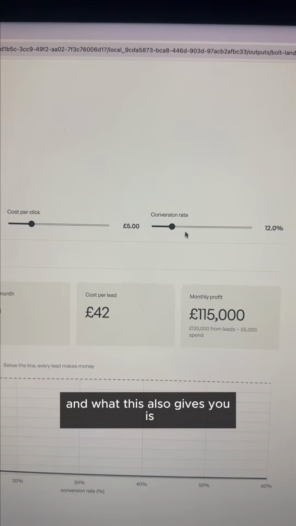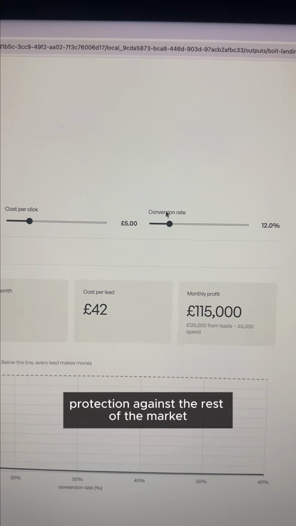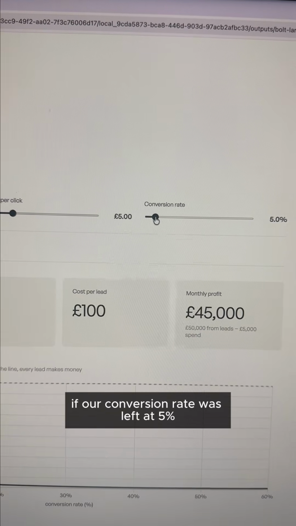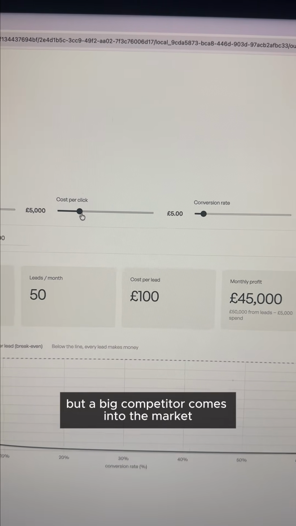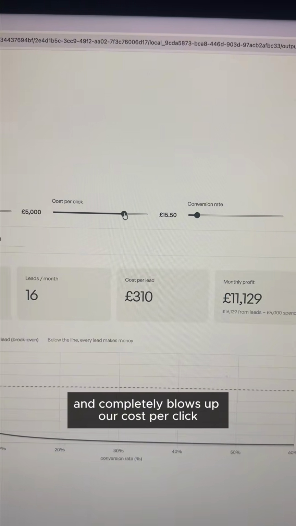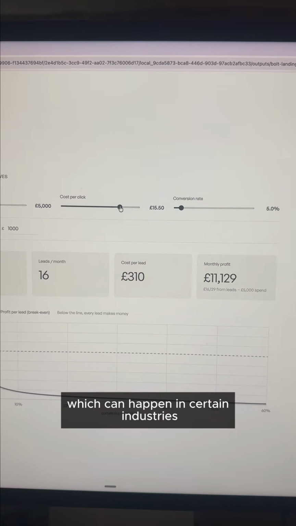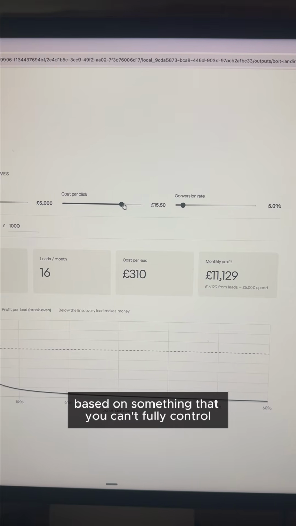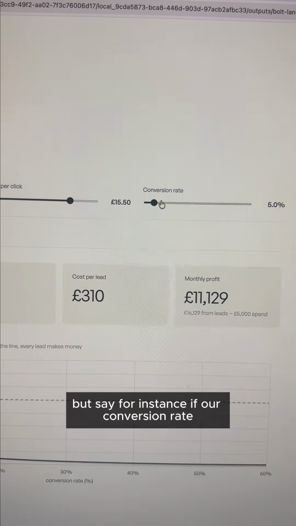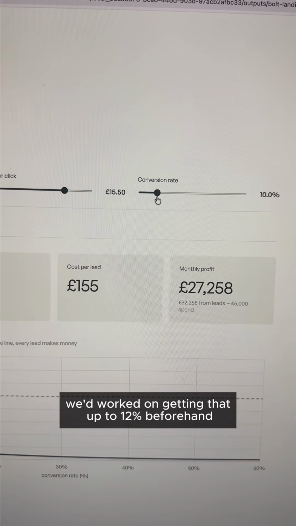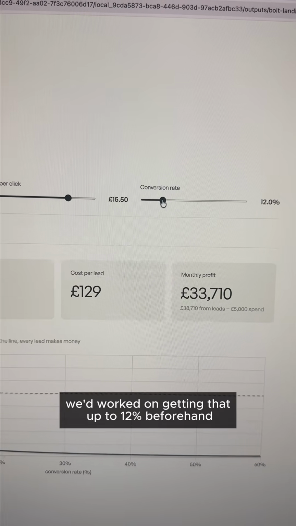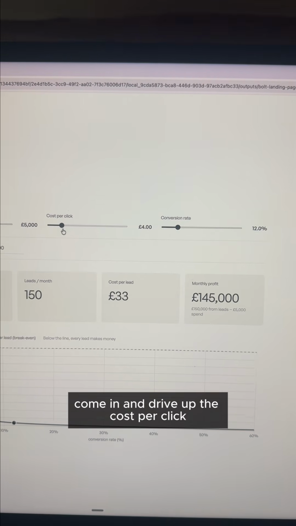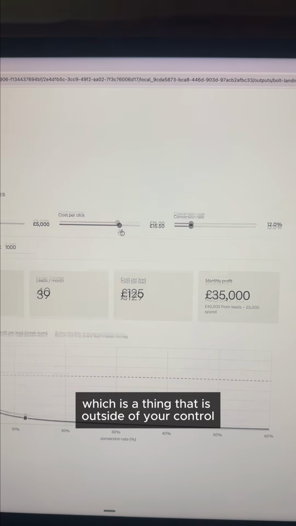And what this also gives you is protection against the rest of the market. Because say, for instance, our conversion rate was left at 5%, but a big competitor comes into the market and completely blows up our cost per click, which can happen in certain industries, suddenly your profit completely dwindles based on something that you can't fully control. But if we'd worked on getting our conversion rate up to 12% beforehand, suddenly you're keeping a lot more money in the bank, even if competitors come in and drive up the cost per click, which is a thing that is outside of your control.